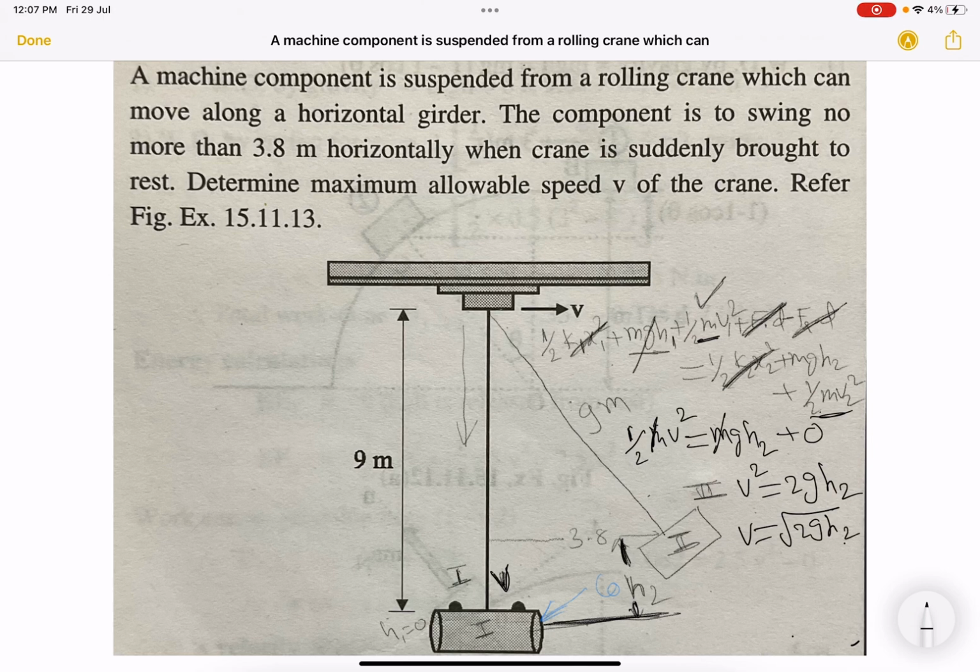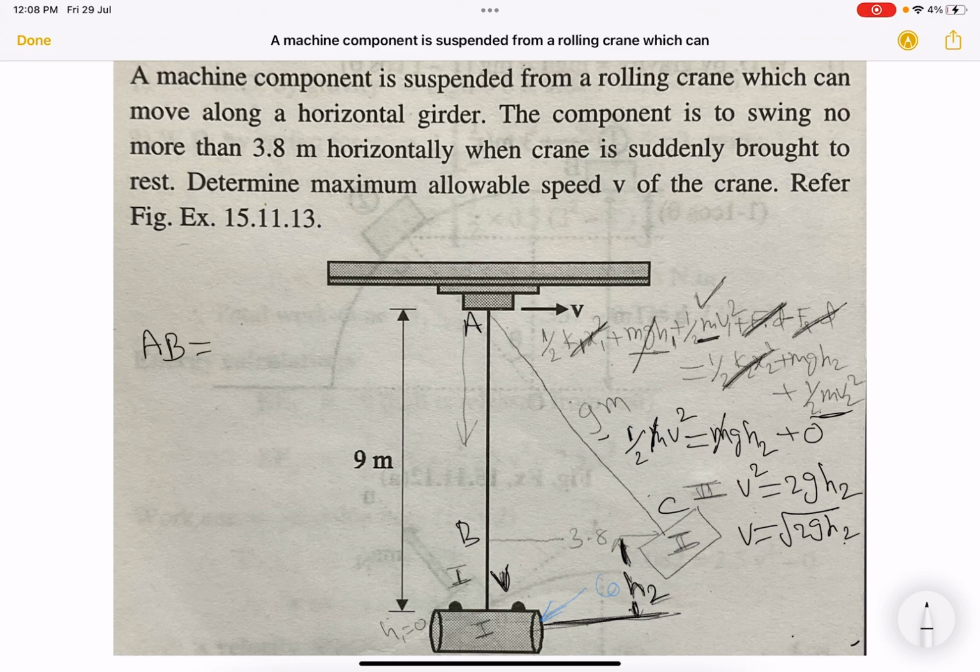Now, how do you find out this h2? This is our h2, right? Please note this h2. To find out h2, can we use Pythagoras theorem? Yes. Here this length is 9, right? If I call this A, this is B, and this is C, and if we find out AB, then you can find out h2, because total length is 9. 9 minus AB is h2. To find out AB, we can use Pythagoras theorem.